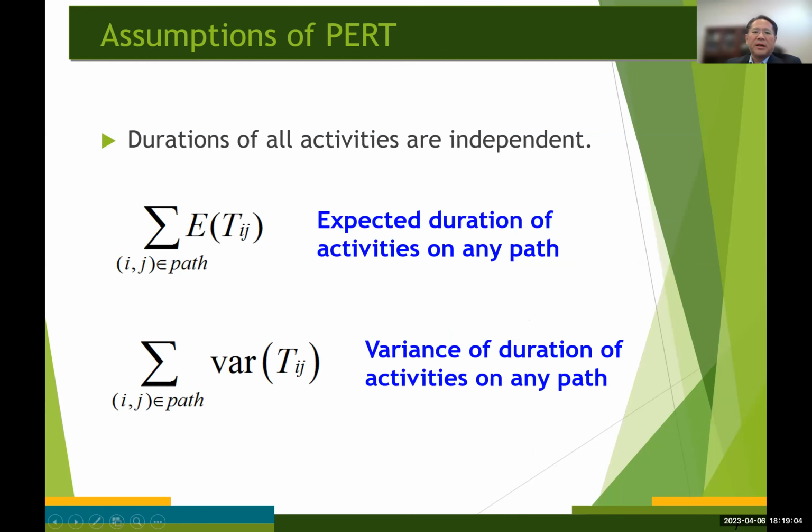And PERT requires the assumption that the durations of all the activities are independent. Then for any path in the project network, the mean and variance of the time required to complete the activities on the path are given by these two different expressions.